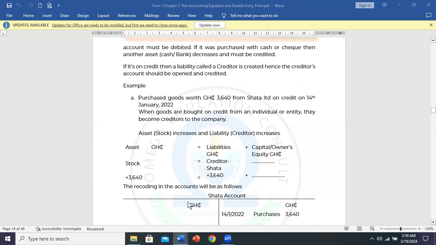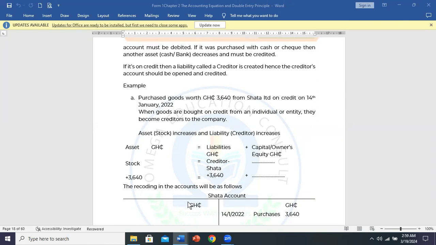So we have discussed the purchase of goods, which is opposite to the sale of goods, right? Purchase of goods here will lead to an increase in asset stock because we are buying more stock, right? But if we pay with cash or check, then an asset, cash or bank, will decrease. If we are purchasing on credit, then we are going to have a liability, which is a creditor or a supplier who we owe. Good. So let's look at the first example.